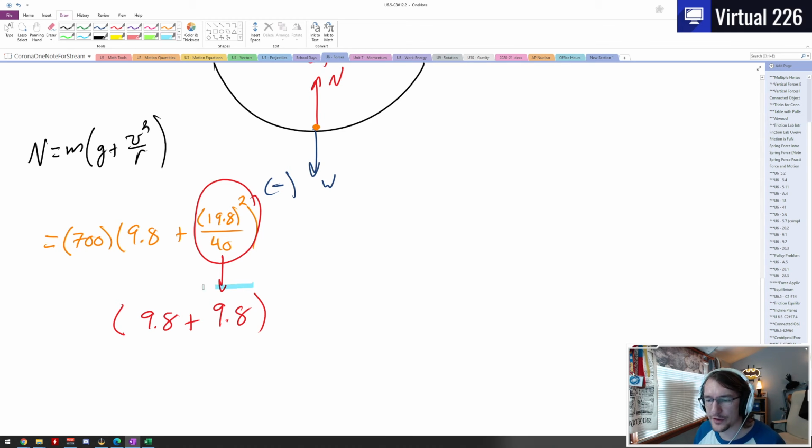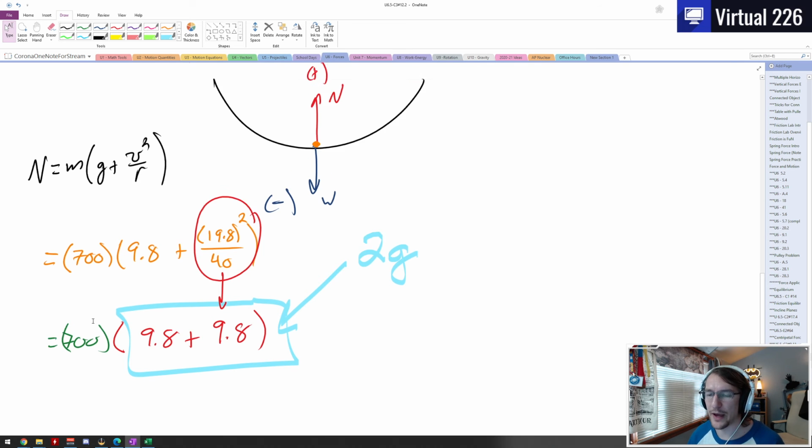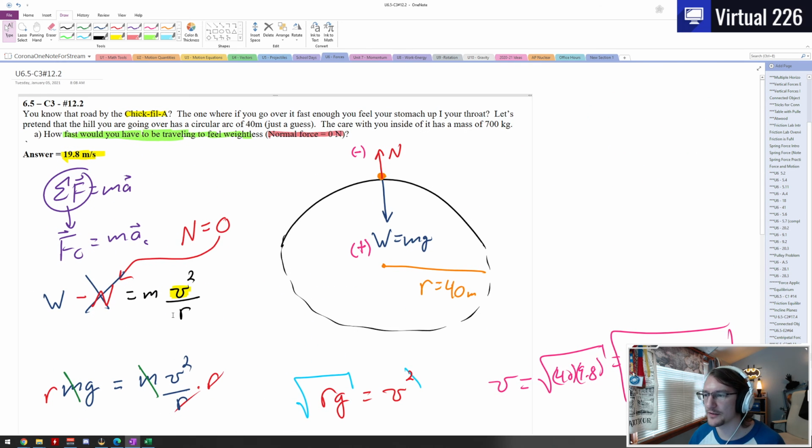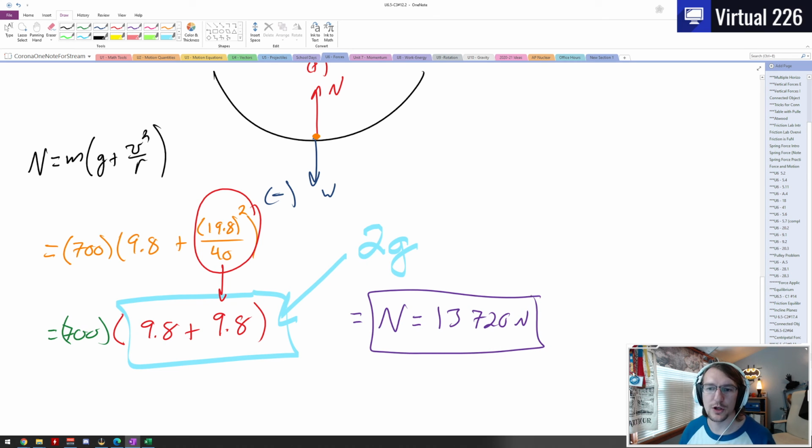In physics, depending on what you're talking about, we sometimes scale things in terms of how many Earth gravities that is. So this is like 2g. You're going to be twice as heavy. You're not experiencing just one Earth's worth of gravity, but two of them. So if we take the 700 kilograms and multiply it by that, you're not just going to experience mg, it's m times 2g. So we take 700 times 9.8 times 2, and we get a total normal force of 13,720 newtons. So you would feel twice as heavy.